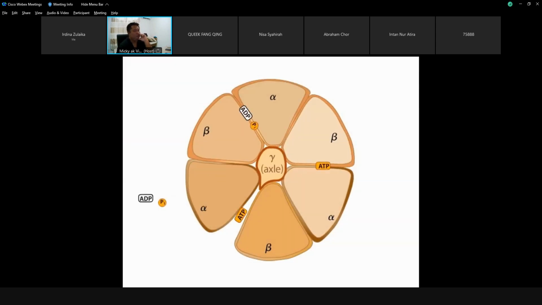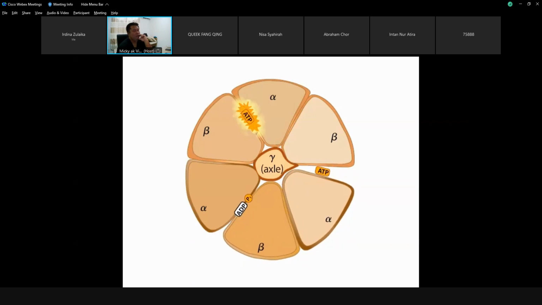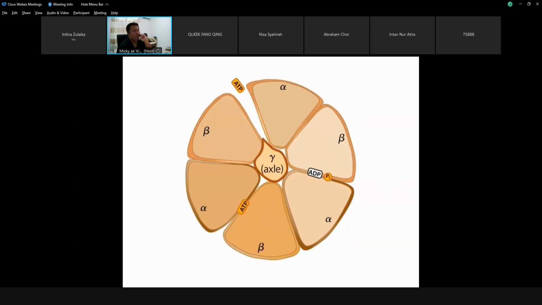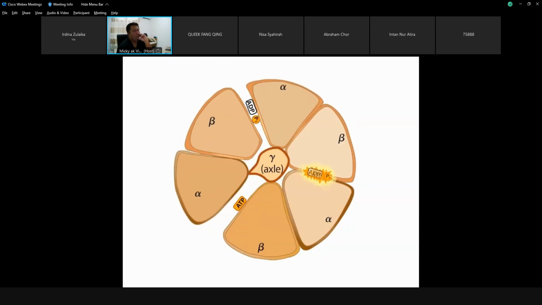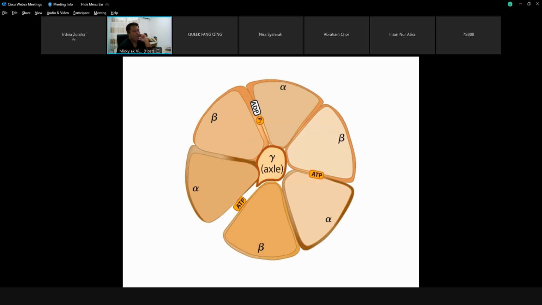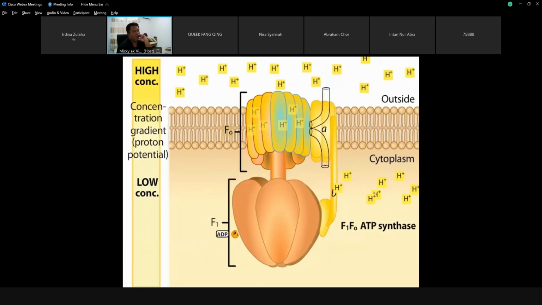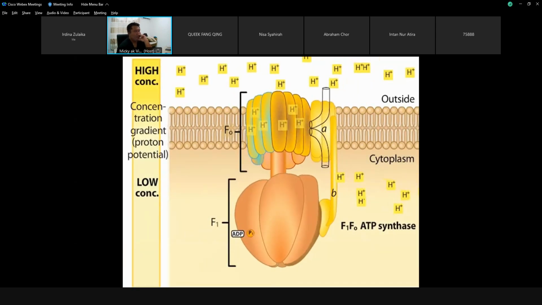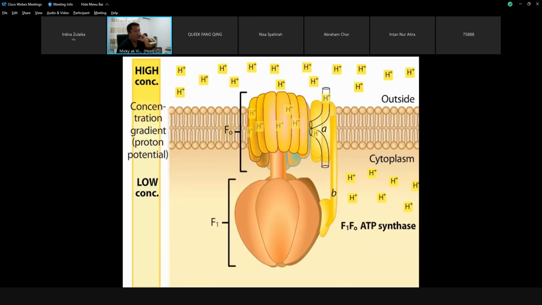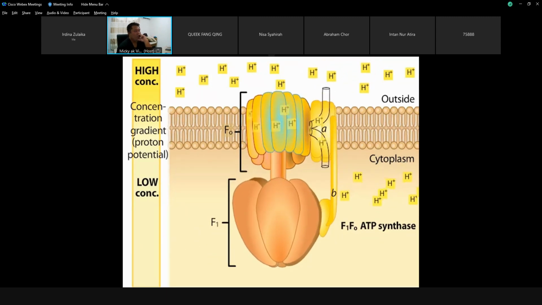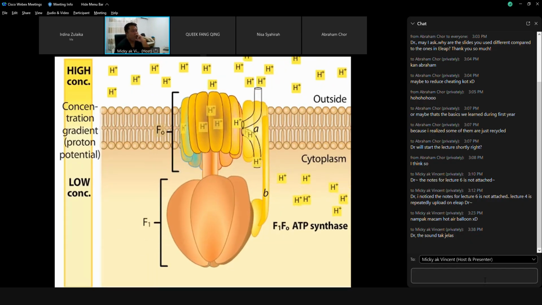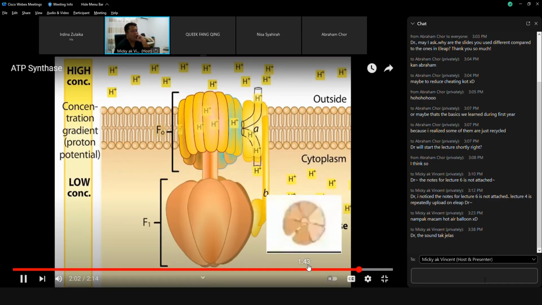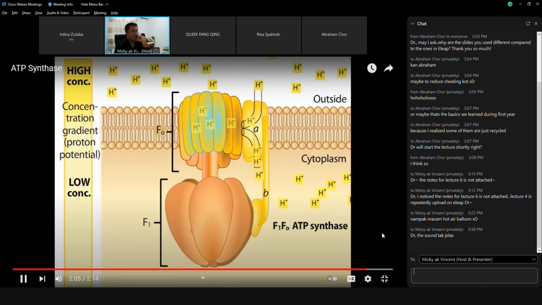However, the axle turning inside F1 causes F1 to change conformation, catalyzing the formation of ATP from ADP and inorganic phosphate. An ATP molecule is produced for every 3 protons that cross the membrane through the ATP synthase channel. This function, in which a proton potential powers ATP production, is highly conserved. ATP synthase complexes with the same general structure can be found in the cell membranes of bacteria, in the inner membranes of mitochondria, and in the thylakoid membranes of chloroplasts.